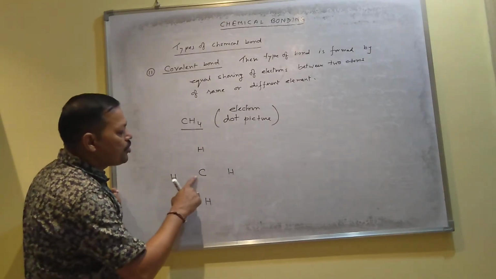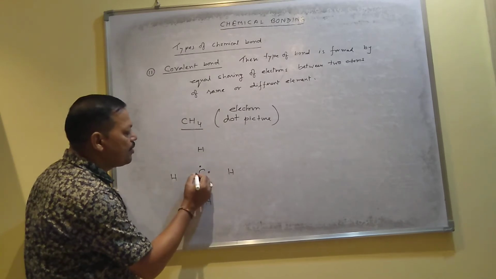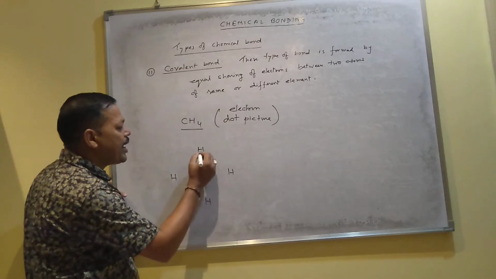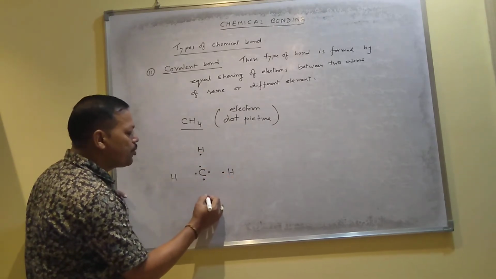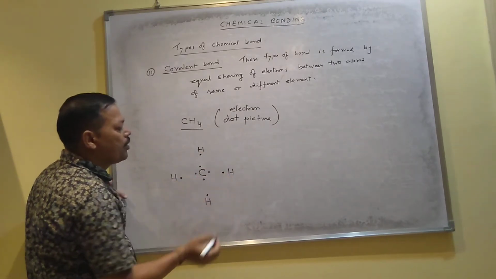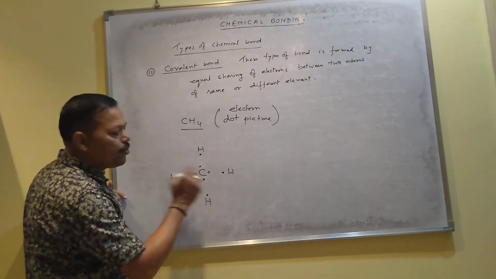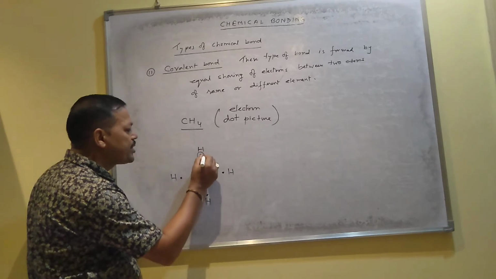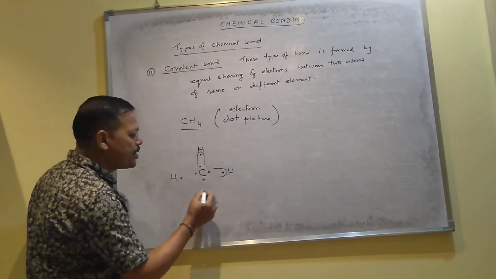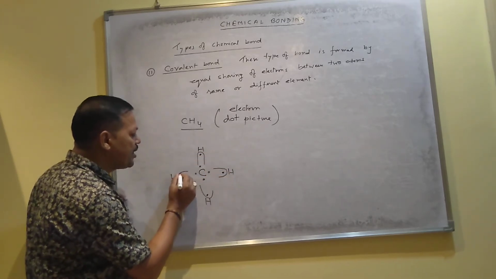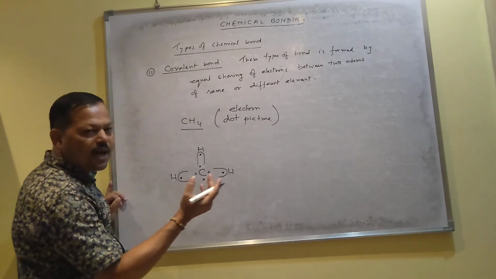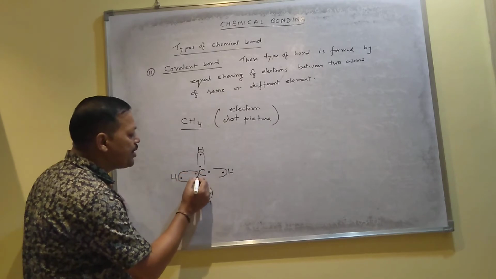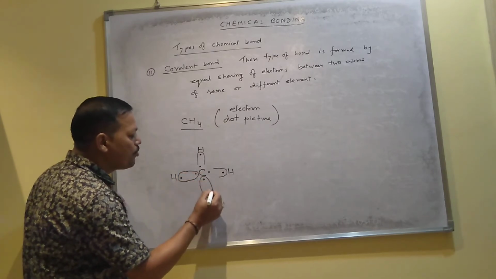As you know, carbon contains 4 electrons in the valence shell, because carbon atomic number is 6, valence electrons 4, and hydrogen individually contains 1 electron. Now, since carbon carries 4 electrons, it requires another 4. So 1 electron will be taken from this hydrogen, another electron from this, another from this, another from this hydrogen. Like this, carbon attracts the hydrogen electron, and similarly hydrogen will attract the carbon electron to get a stable form.